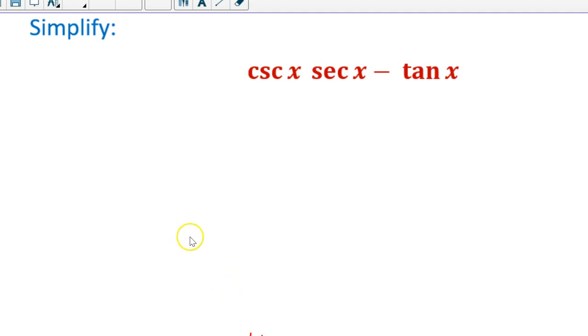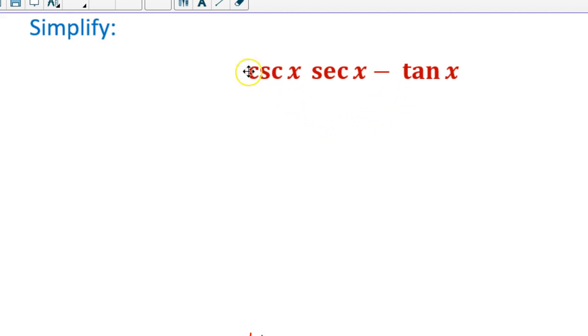So here you are asked to simplify this expression. All trigonometric ratios, you have cosecant x times secant x minus tangent x. So how do you simplify this?